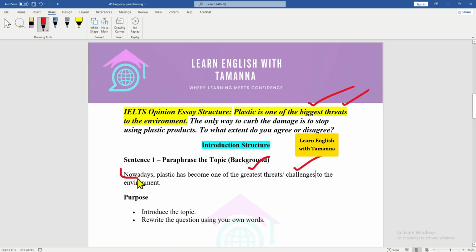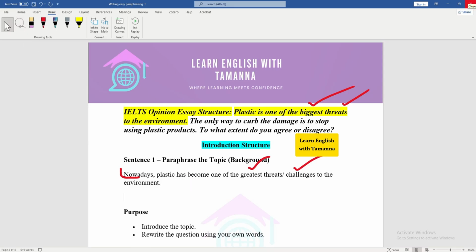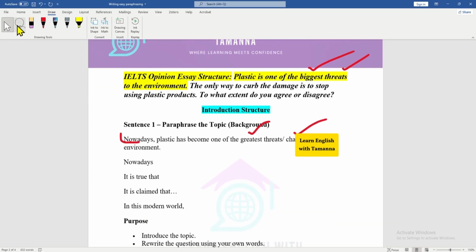What does opening intro mean? For example, you can use nowadays. Except nowadays, you can add many other opening intros like it is true that, it is claimed that, in this modern world, like this. So here I have given you some idea what opening intros mean.